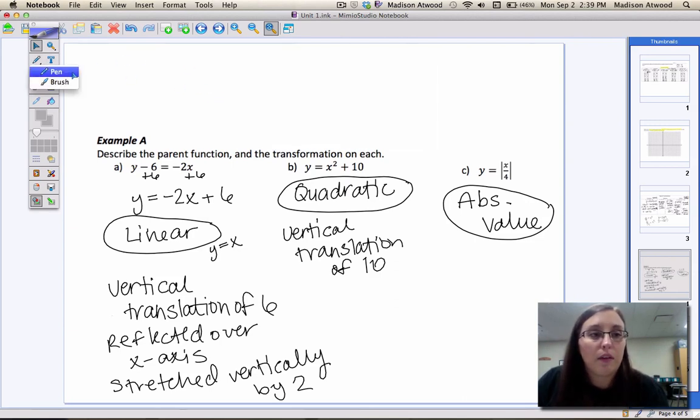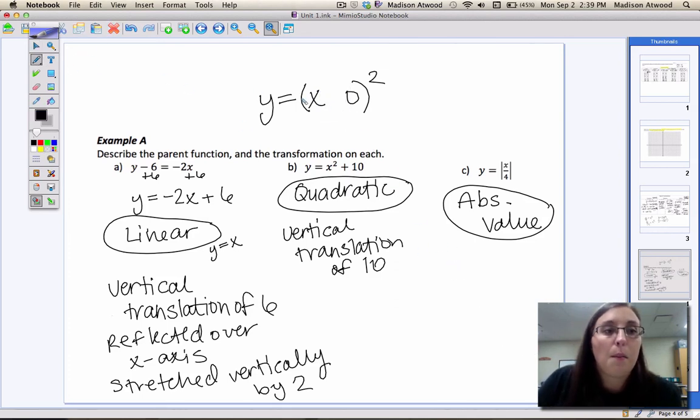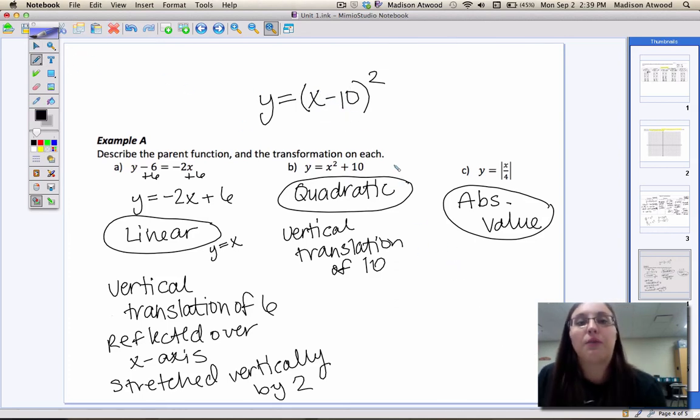So let's think about that. If it was a horizontal translation, our equation, instead of y equals x squared plus 10, would be y equals x plus 10 squared. That would be, actually, it would be not plus 10, it would be minus 10. That would give us a horizontal translation of 10.